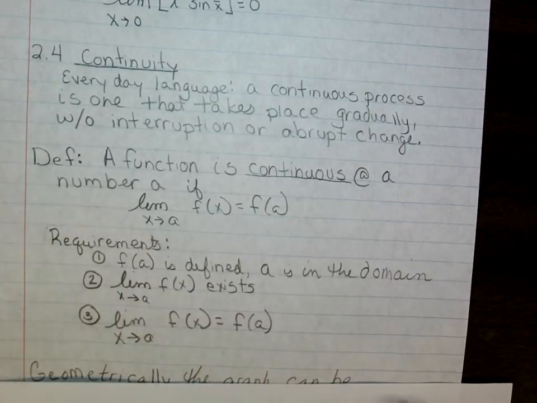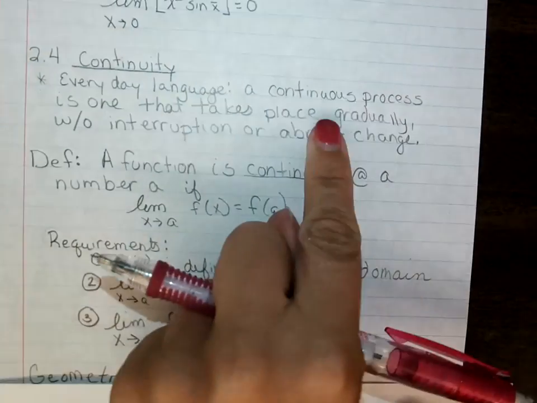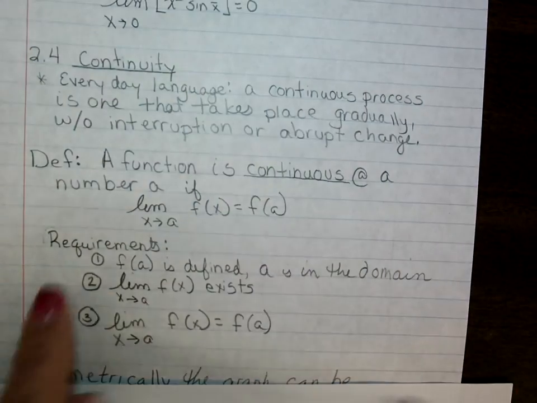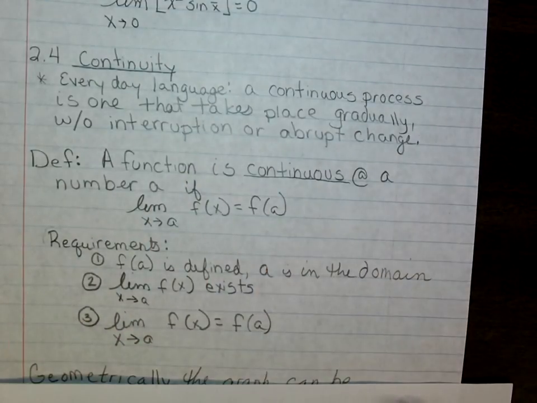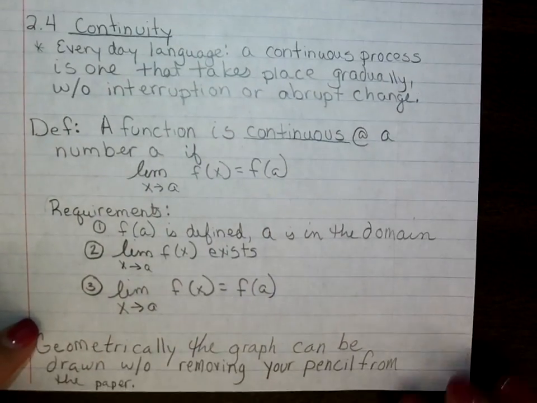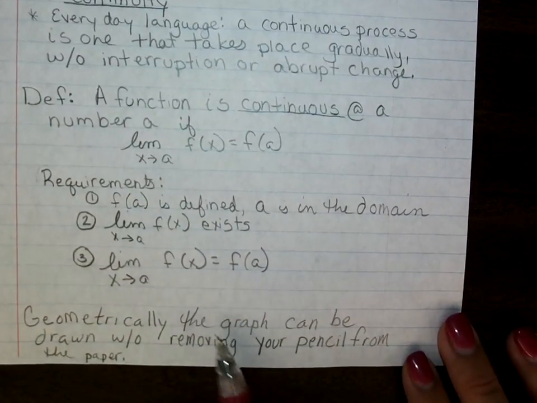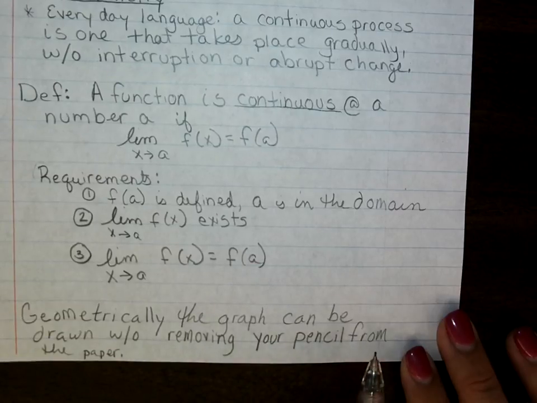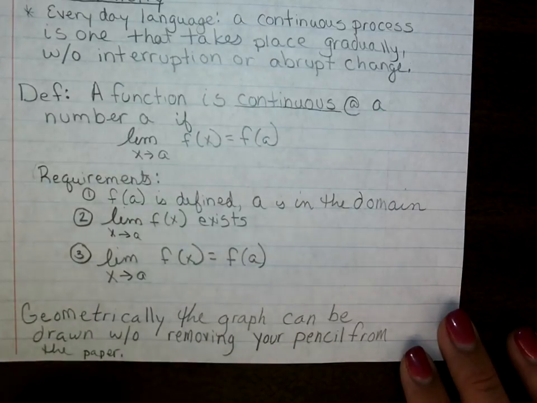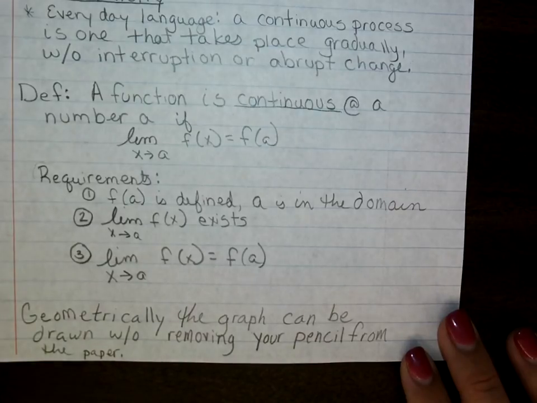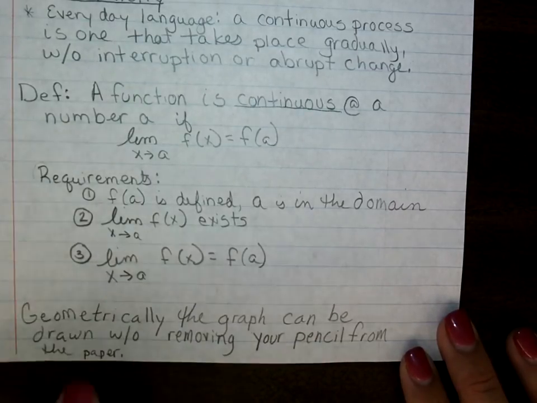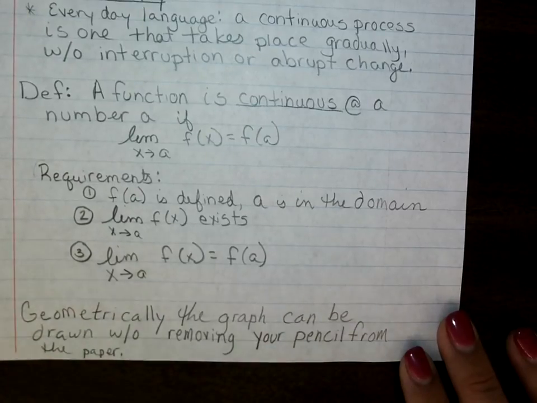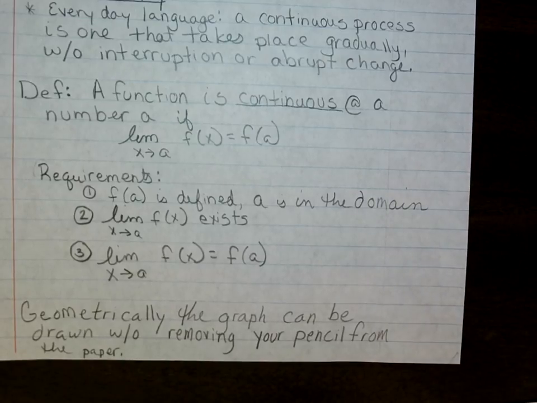I think the easiest way to connect your everyday language of a continuous process to what it means to be continuous in math is to think about it graphically. The graph can be drawn without removing your pencil from the paper. So it's continuous. I don't need to pick my pencil up and jump up or anything like that. When we look at it graphically, it really helps us piece together what it means to be continuous.